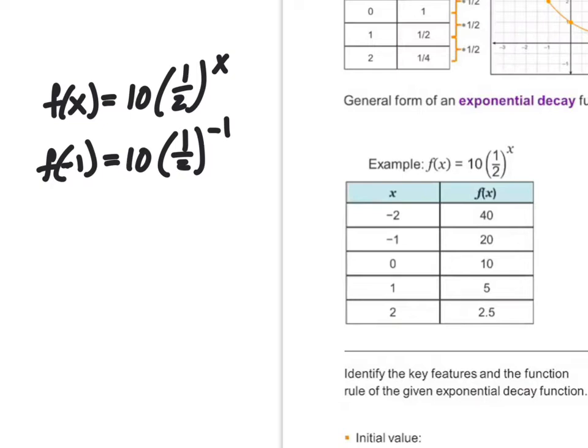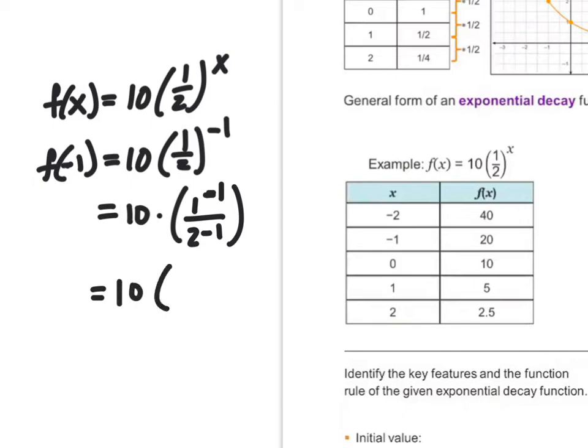that means that -1 is substituted in for my exponent. In order to evaluate this, I'm going to do 10 times, and when I have a fraction raised to an exponent, what that means is that I'm going to take 1 to the -1 power, divided by 2 to the -1 power. And so what ends up happening is I get 1 to the -1.